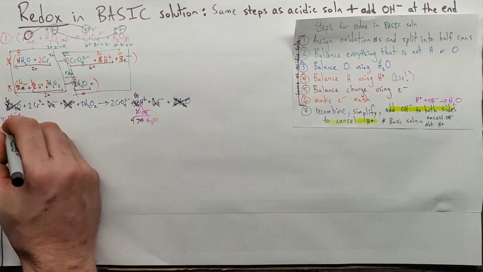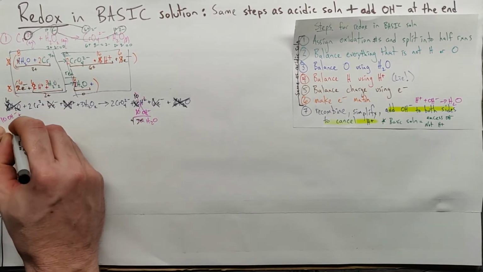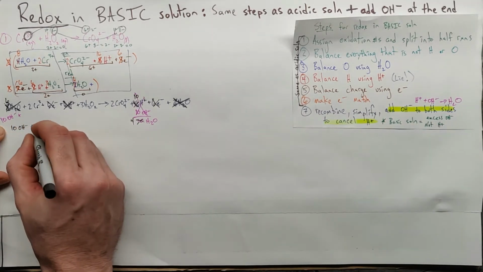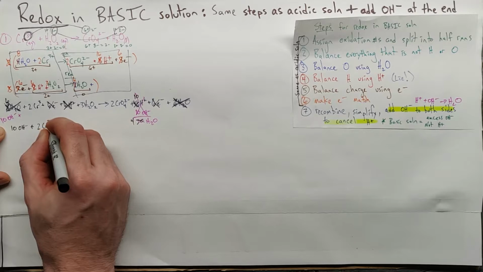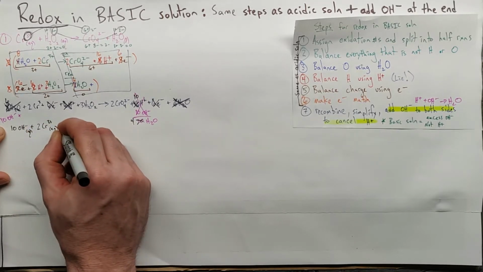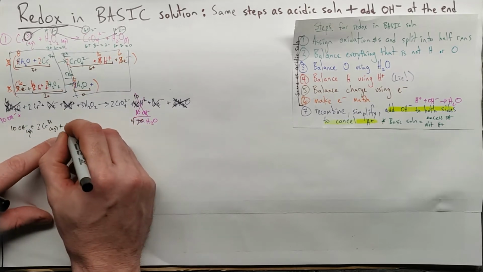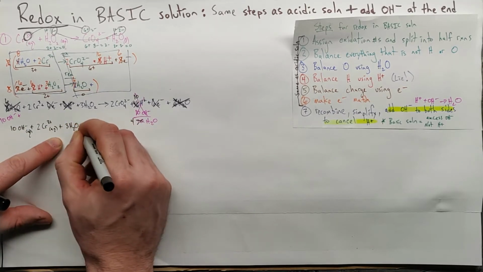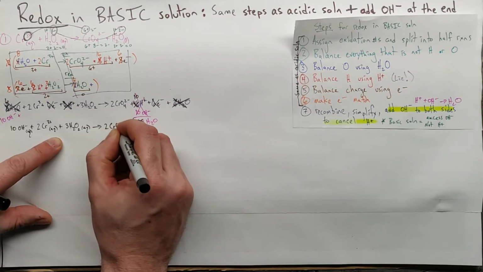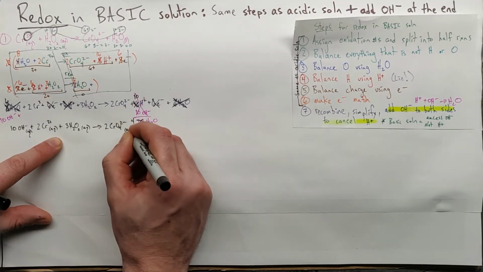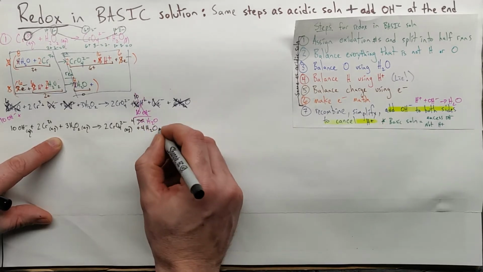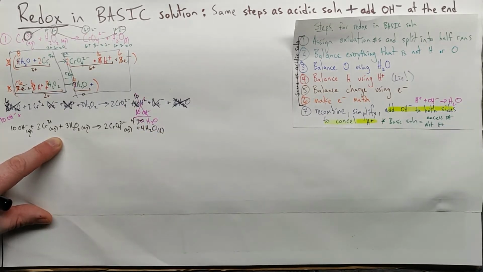Our final answer then, we've got 10 hydroxides, because we're in a basic solution, 2 chromium ions, and 3 peroxides, 2 chromates, 4 waters, and theoretically that should be it.